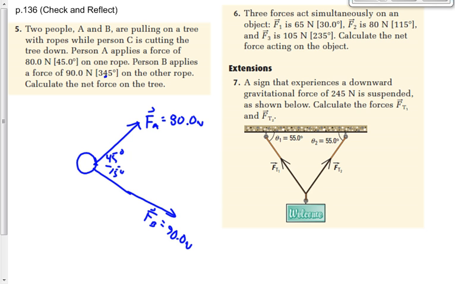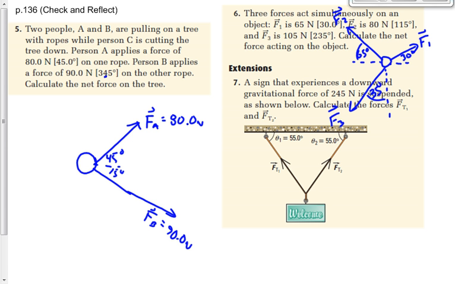Now in question number 6, you've got 3 forces. One of them is acting at 30 degrees. We're calling that F1. One of them is acting at 115. We're going to call that F2. And 115 degrees is going to be 65 degrees right here. And the third object is at 235. That's going to be at 35 degrees right here.